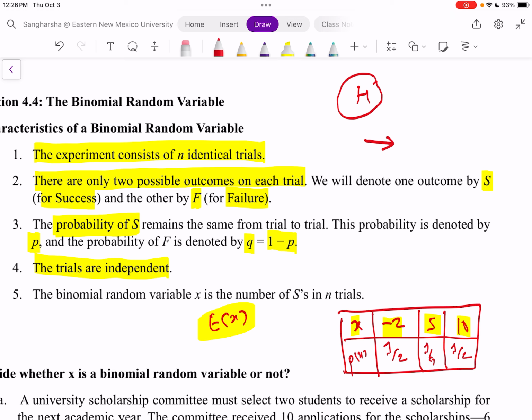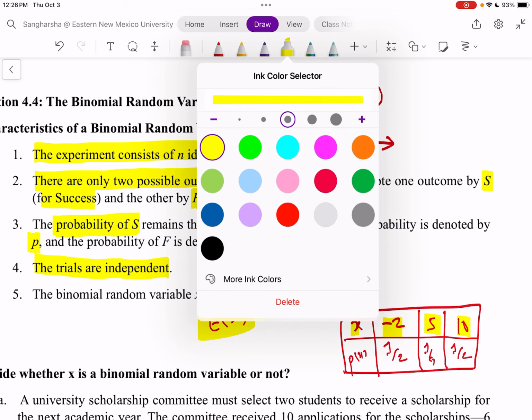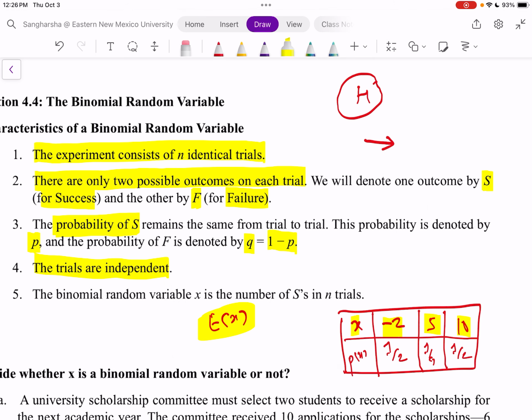So our trials have to be independent. Okay, and being independent means the probability of getting the outcomes in the second experiment does not depend on our first experiment. And the last one, so we have X here. X is the binomial random variable, and this X is always the number of successes in n trials.